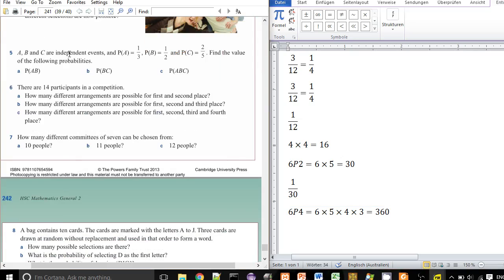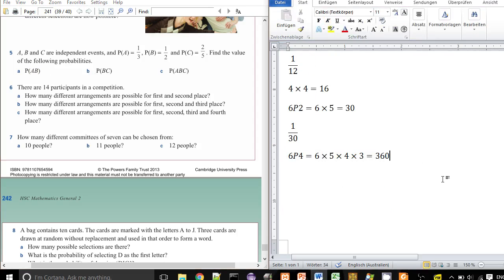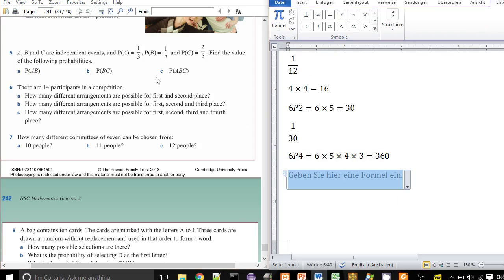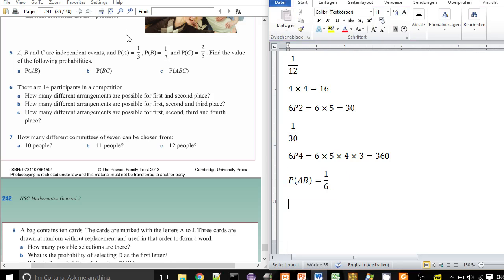Okay, ABC are independent events, meaning they don't affect each other, I think. AB, I'm guessing that means A and B. What's the chance that A happens and B happens? For that, you just multiply them, okay? I don't want to spend much on this. You just times them. So a third times a half, so will be a sixth. Okay, you just times them. A third times a half.